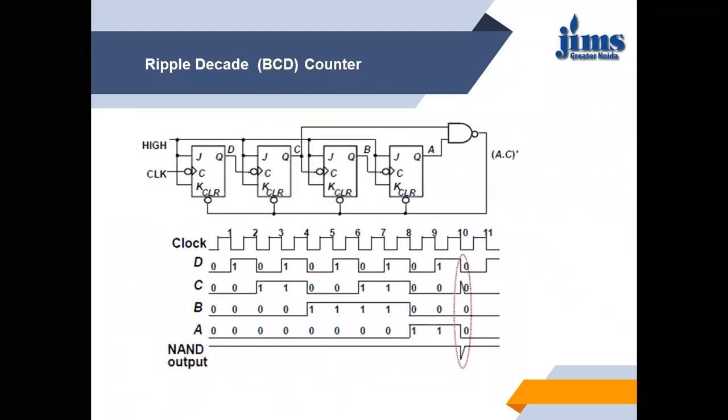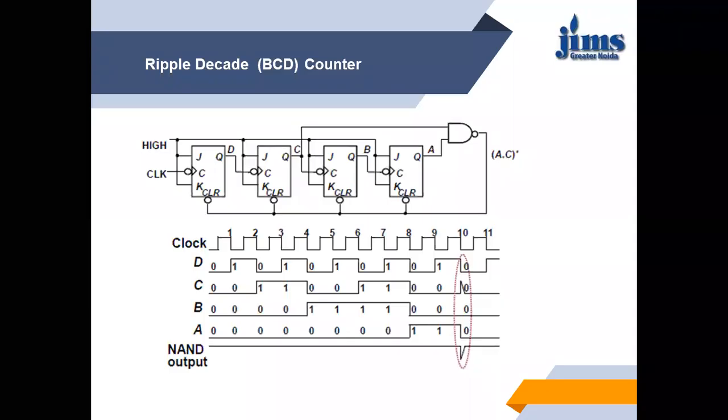So here is the circuit diagram along with the timing diagram. It starts with 0000 like this. The output of the NAND gate is 1 throughout this. Whenever 1010 occurs, this occurs for a very short duration. Whenever 1010 occurs, the output of the NAND gate will be a clear pulse, that is a negative going edge. Whenever this occurs at the clear input, the outputs of all the flip-flops will be cleared, and it will again count starting from 0000 and go up to 1001. So this is the way a ripple counter works.